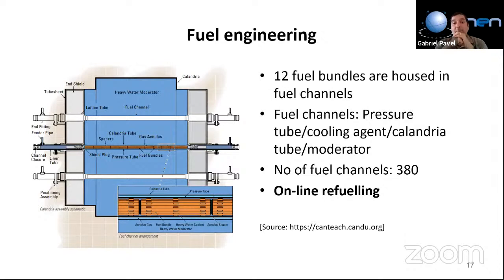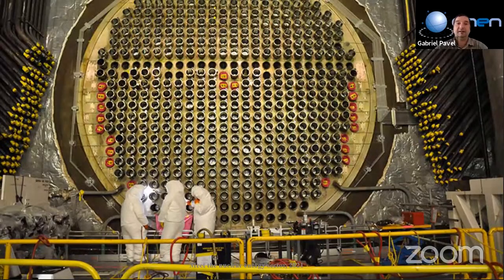I bolded here the online refueling. This is the main characteristic of the CANDU type reactor. Okay, this is a picture of the face of a CANDU type reactor. Each one of these 380 tubes allows the fuel bundles to be changed during normal operations.